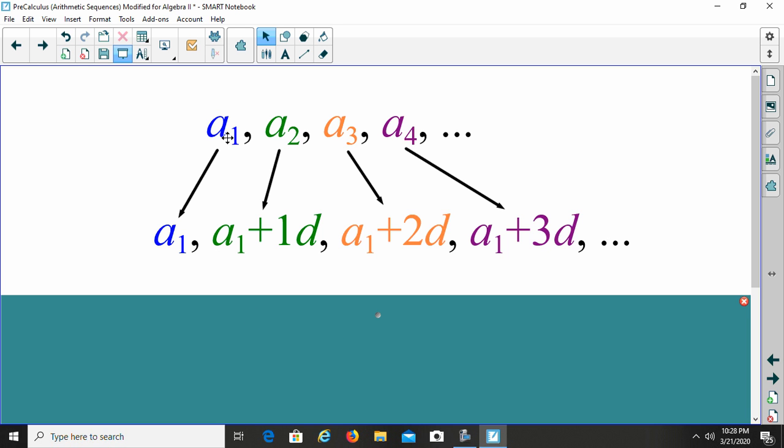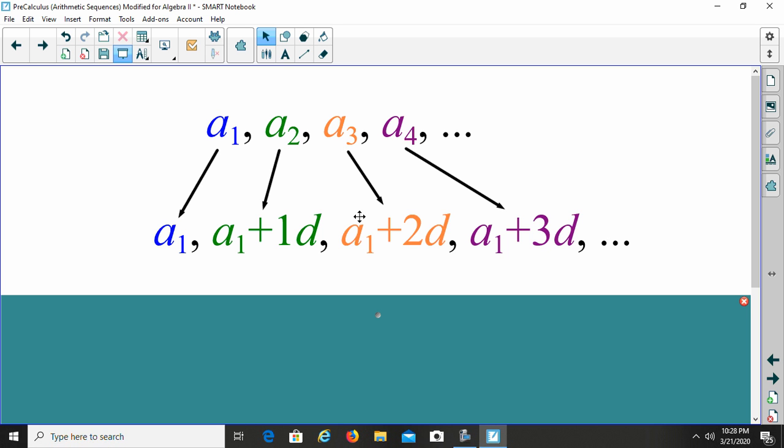Here I've written out the first 4 terms of a sequence, called them a sub 1, a sub 2, a sub 3, and a sub 4. Well, of course, a sub 1 is a sub 1. But in an arithmetic sequence, a sub 2 is a sub 1 plus 1d. If I took a sub 1 and added d to it, it moves me one term down the line, which is to a sub 2.